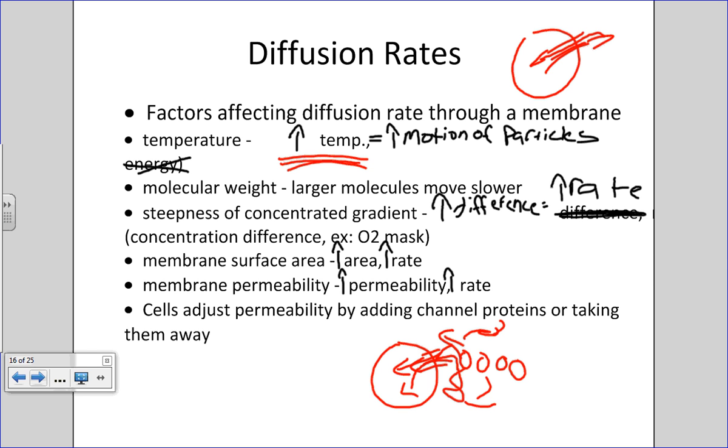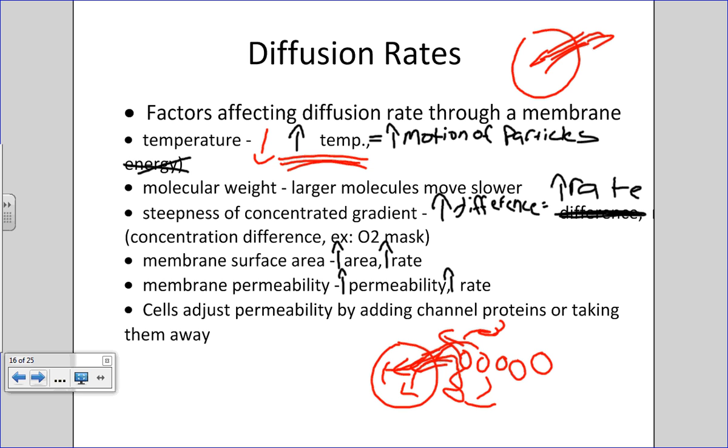And so obviously the opposite would happen if we decrease temperature. There would be less kinetic energy at the molecular level, and it would take longer for these particles to diffuse across the cell membrane if temperature went down. So increasing temperature will increase the rate of diffusion.